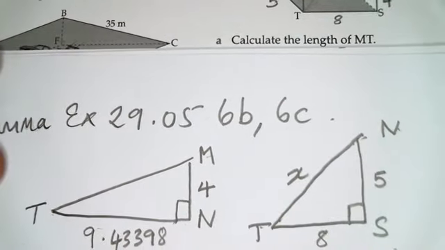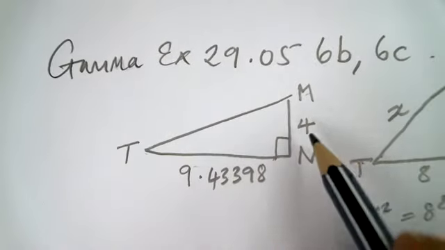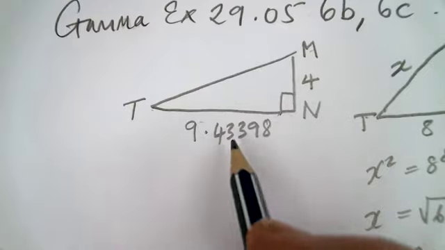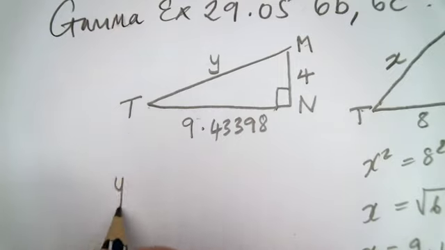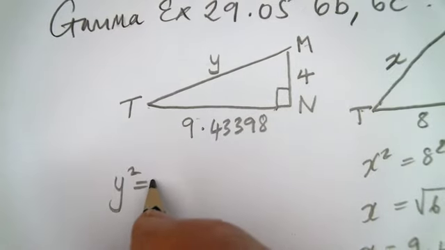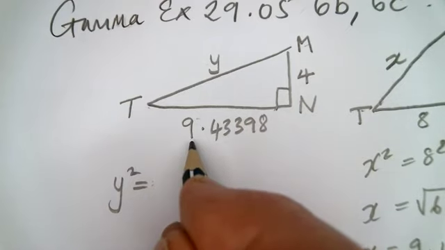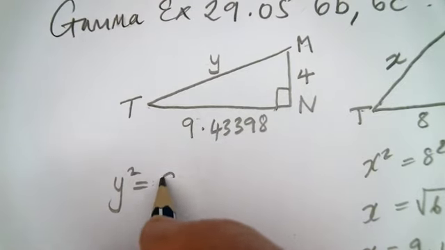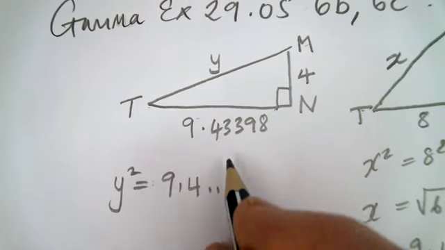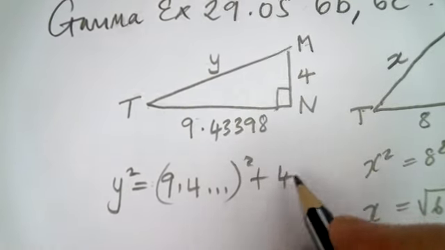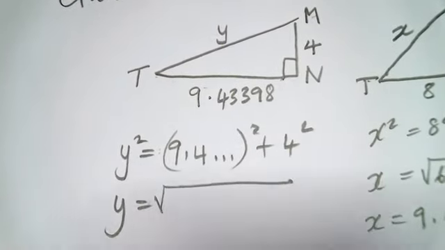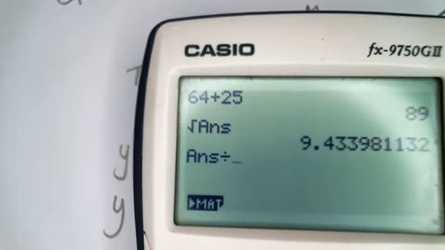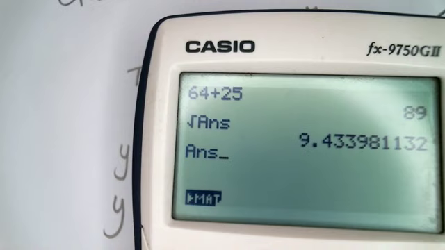Okay, so calculate the length MT, I'm calling it TM. So here we go. Let's go ahead and do that now. So this time I've got this and this. So I'm going to call this y. So y squared, again using Pythag, is equal to 9.4... squared plus 4 squared. So y is equal to the square root of, and I'm just going to take the number I've got on the screen right here. I'm going to say answer squared.